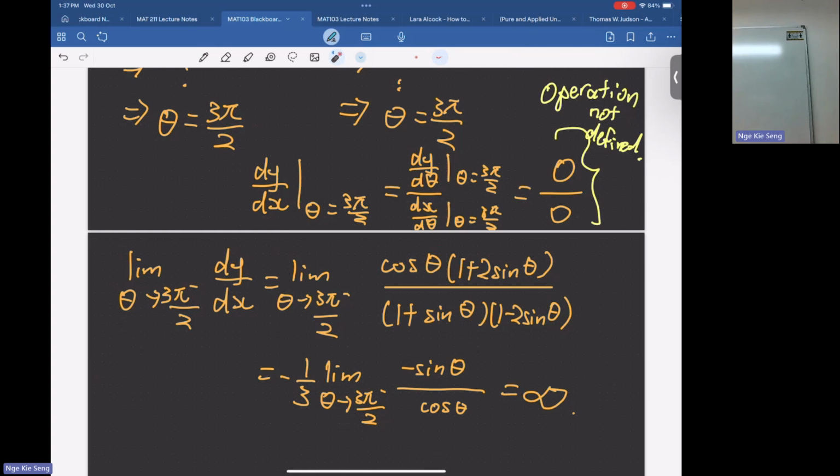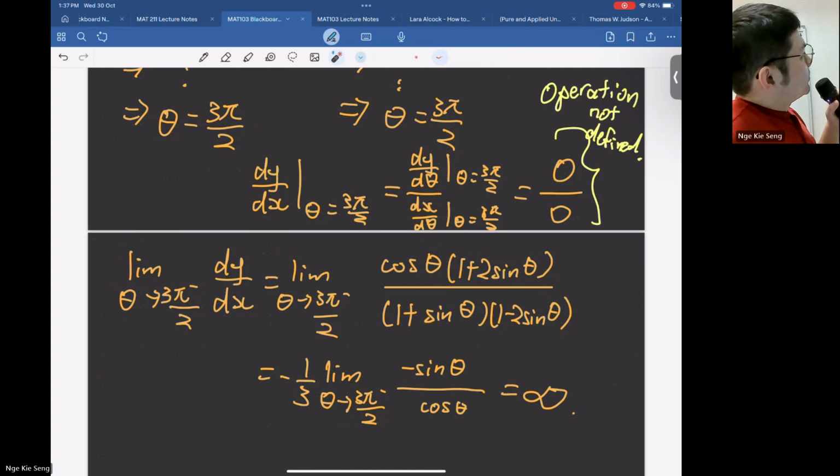You mean this point called a corner? In mathematics, we call it a kink, K-I-N-K, if it's not differentiable like that. Kink.